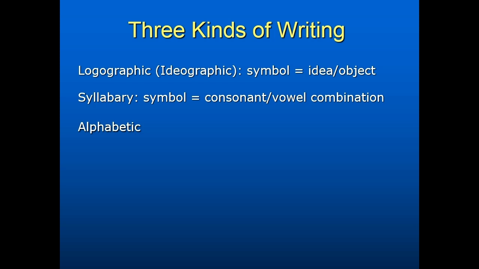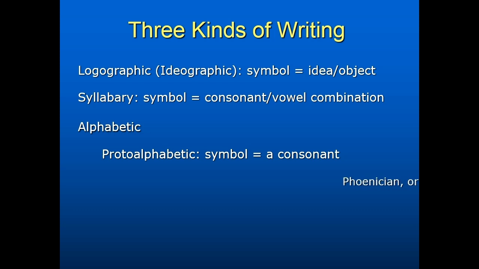But that stage comes in two steps, beginning with a proto-alphabet. That's when each symbol represents a consonant and vowels do not appear at all. Ancient Phoenician was like that, and so was ancient Hebrew. Here's an example that may be familiar.